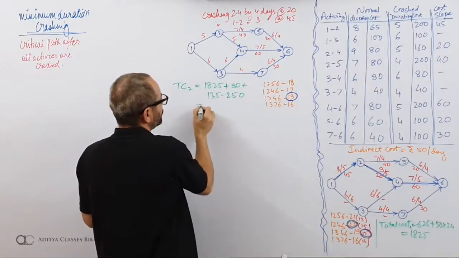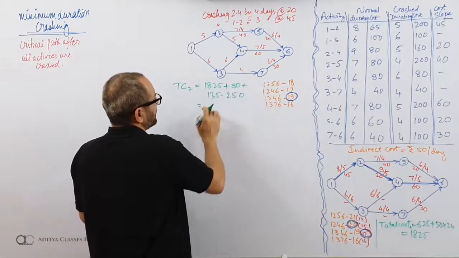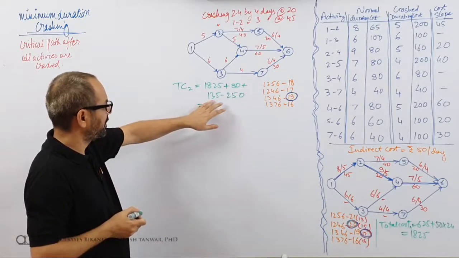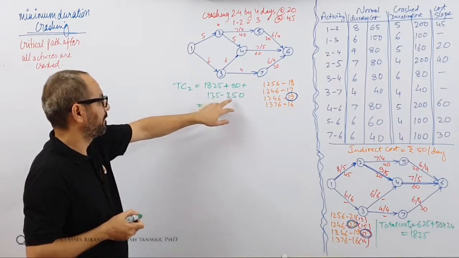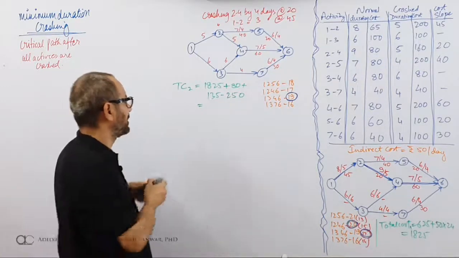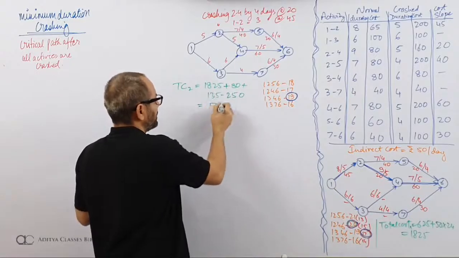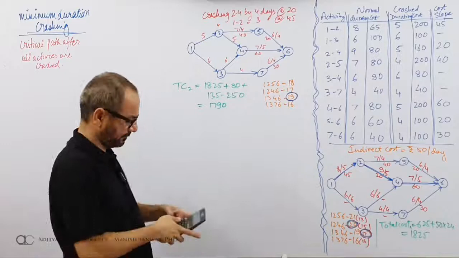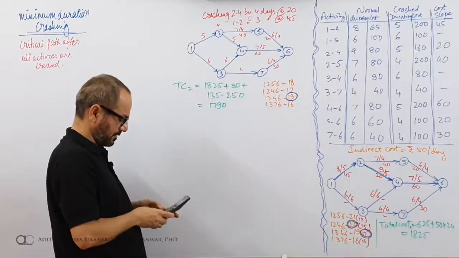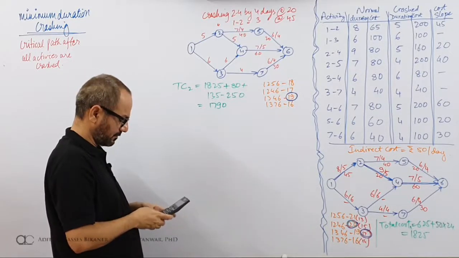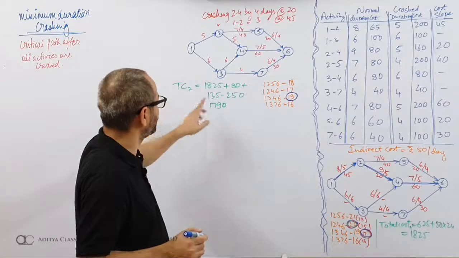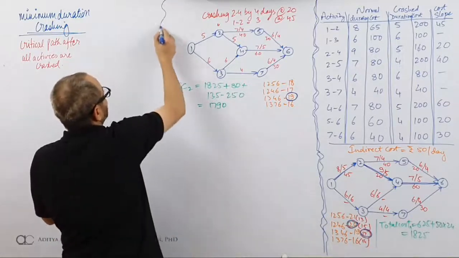So my total cost 2 would be 135 and 80, making it 215. 215, net saving of 35. So this becomes 1790. Let us just check. 1825 plus 135 plus 80 is equal to this minus 250, making it 1790. So my new total cost is 1790.